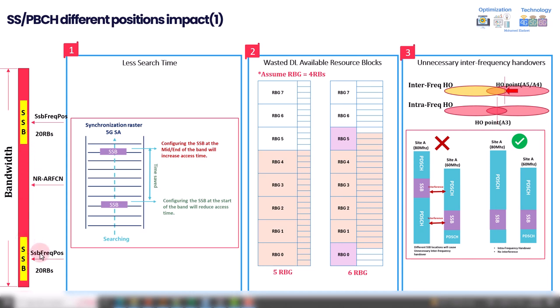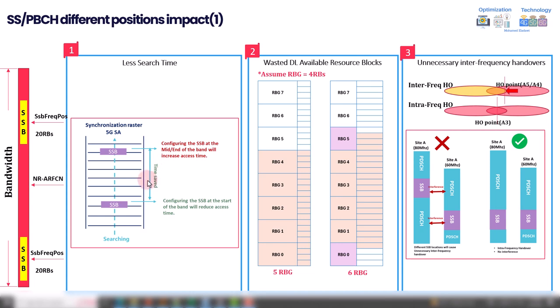So what is the difference? If you make it aligned with the center frequency, for example with 4G, or make it at the start. The first part is about less search time. The user needs to search every time, blindly decoding the SSB until he finds the SSB location. In case you define it in the center of the band, the user will need to keep scanning until he reaches the SSB. While if it's at the beginning of the band, the user will quickly find the SSB and can quickly access the network, right? So this can save some delay for the initial access.